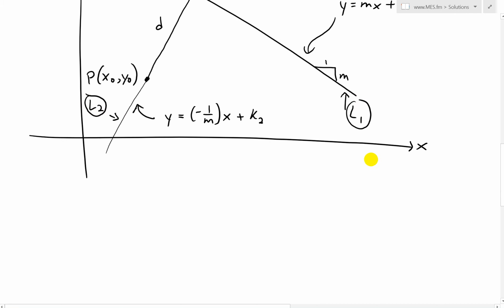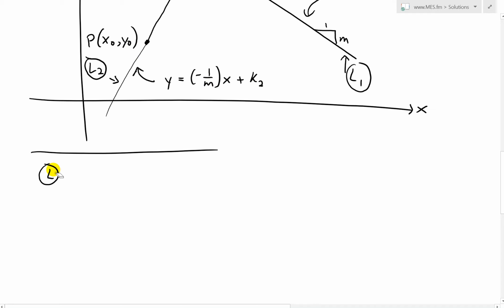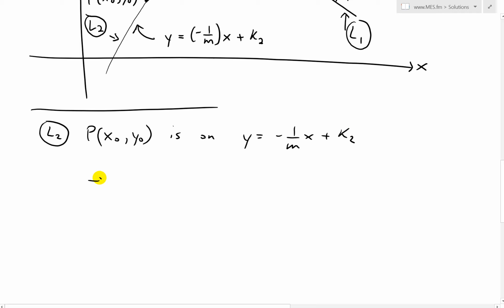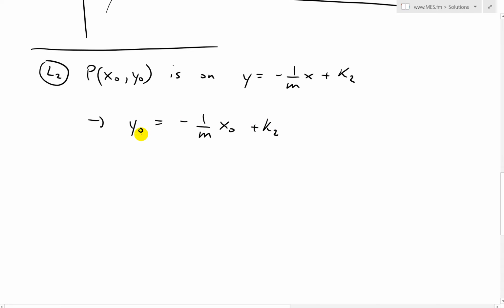Now if we look at L2 in more detail, we can find the k2 term, because we know x0 and y0. For L2, we know that the point P, x0, y0, is on y equals negative 1 over m x plus k2. So it's on that line. Then we can just plug in the numbers. We have y0 equals negative 1 over m times x0 plus k2. So we can move this over to that side.